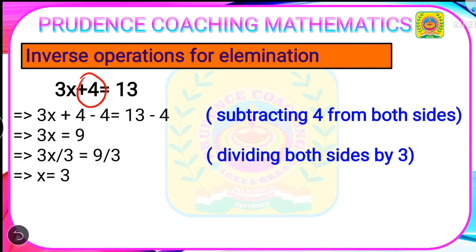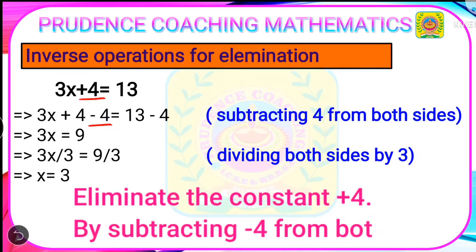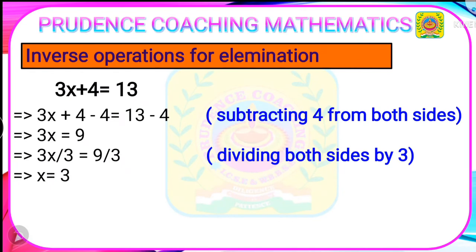How will we cancel it? If we do the inverse, that is, we have plus 4 here, we will do minus 4, but this minus 4 we need to write on the right hand side also. So as we have plus 4 on the left hand side, to cancel this plus 4 we will write minus 4. So plus 4 and minus 4 will give you 0, and here 13 minus 4 will give us 9. After this step we are left with 3x equals 9.